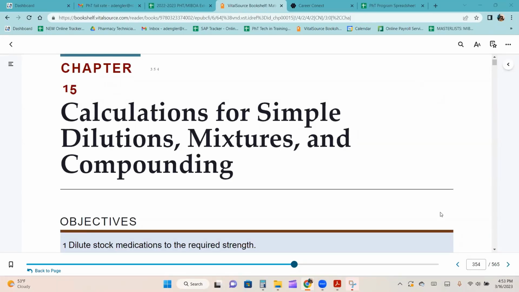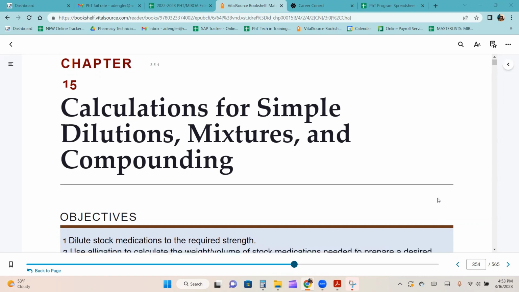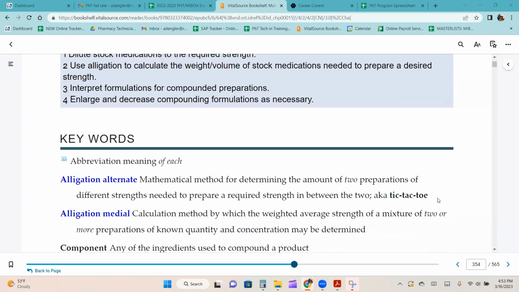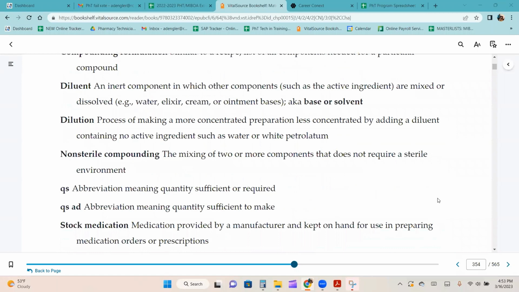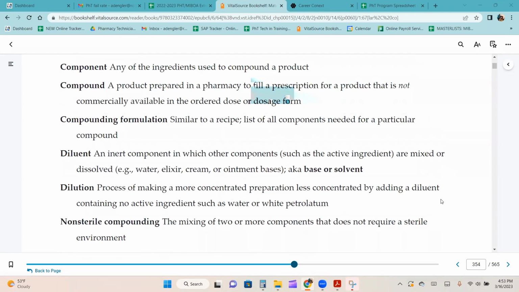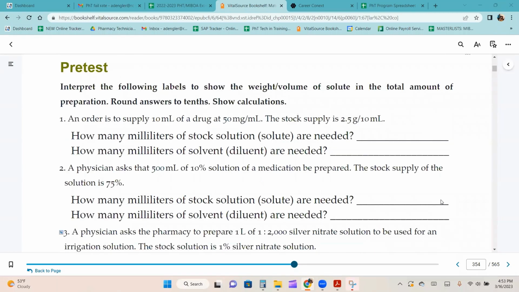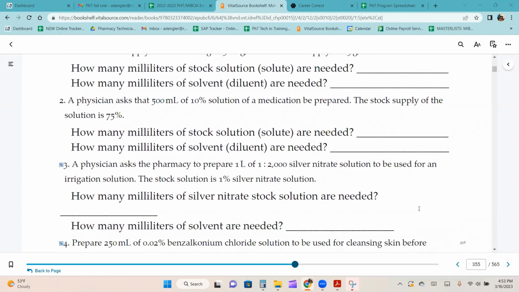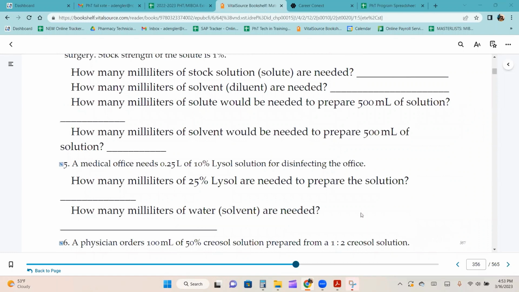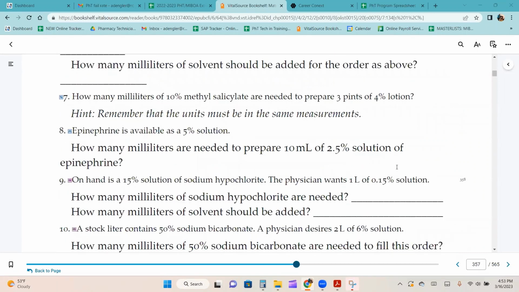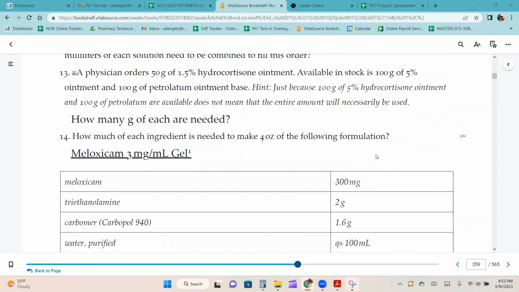Chapter 15, Calculations for Simple Dilutions, Mixtures, and Compounding. We will go through these terms throughout the chapter. Let's get past the pretest. If you feel comfortable, go right ahead and start that. And if you are not comfortable, then hopefully you will be after you go through the chapter.